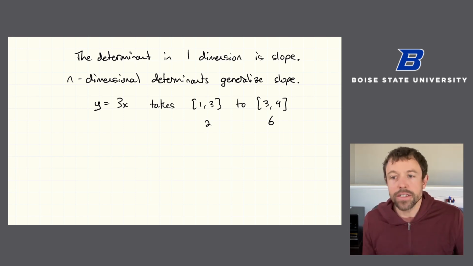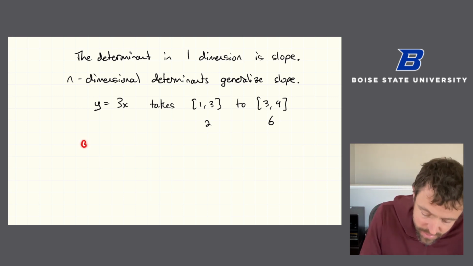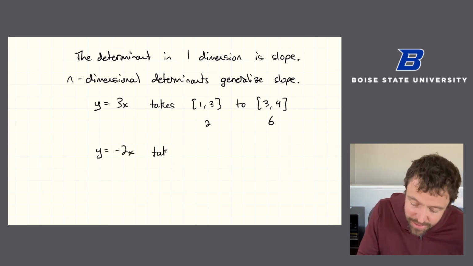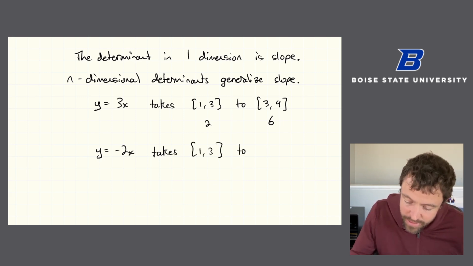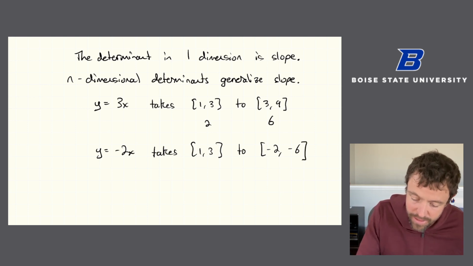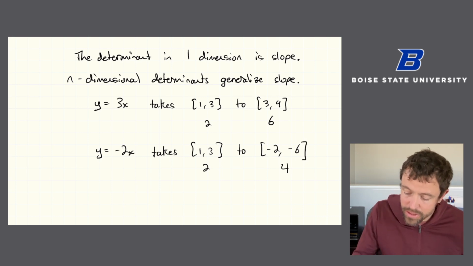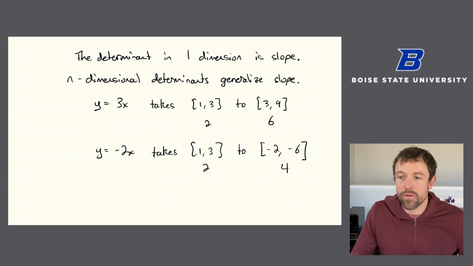The whole orientation thing also makes sense, right? Say y equals minus 2x. What does it do to this? Well, it takes 1, 3 to minus 2, minus 6. And so it's taken a length 2 thing to a length 4 thing, but it's written it backwards, right? These are in the wrong order. It's switched the order of things. It's changed orientation.